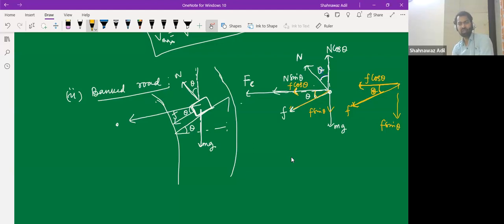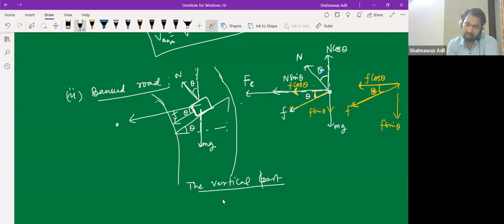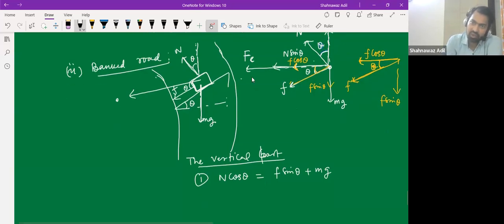So now we have two equilibriums, right? One would be this vertical one. So let us write the vertical component, the vertical part. In the y direction you have N cos theta, and in the downward direction you have F sin theta plus mg. This is the vertical part. And whatever force is acting in this direction towards the center will act as the centripetal force, right?